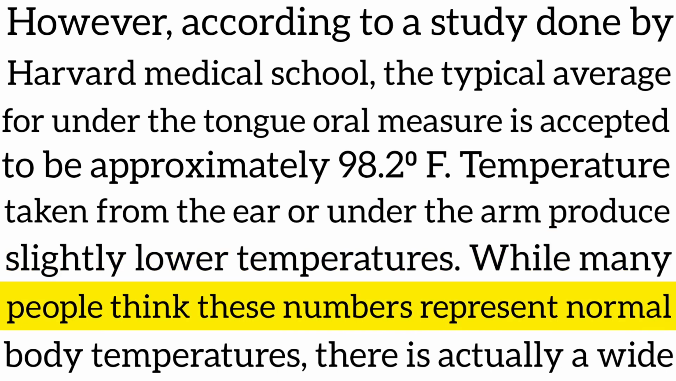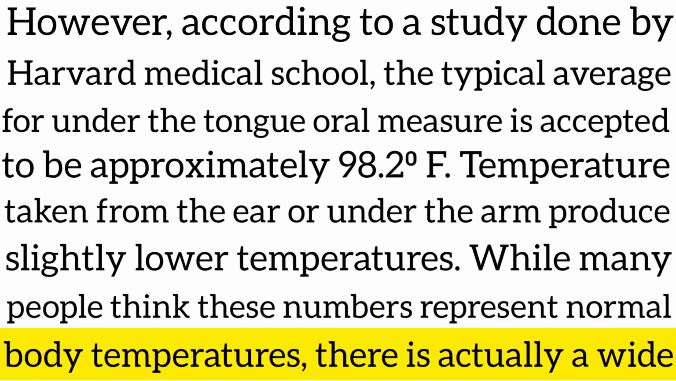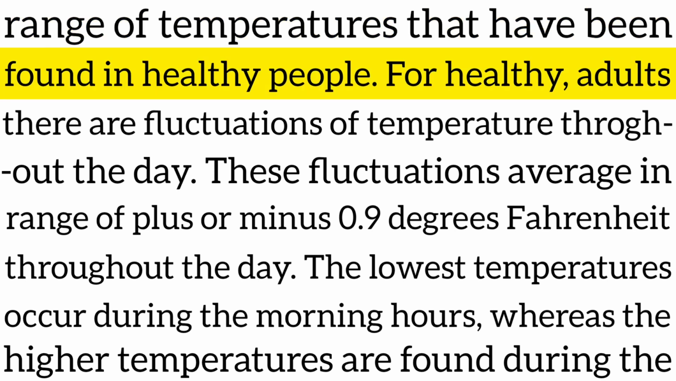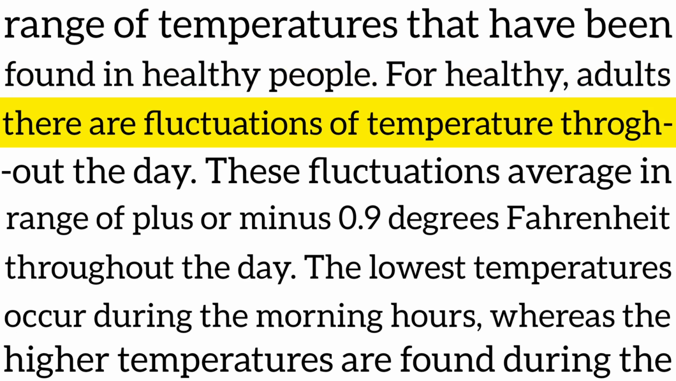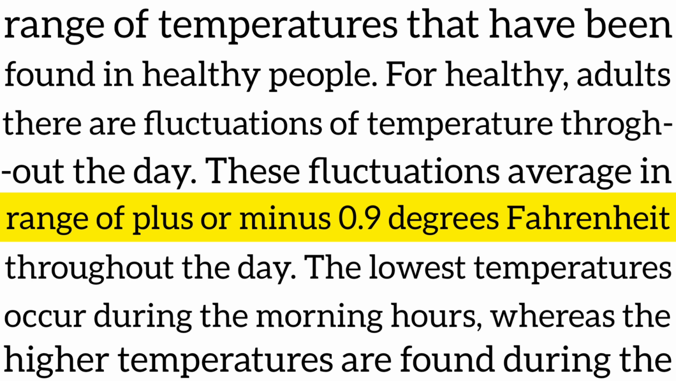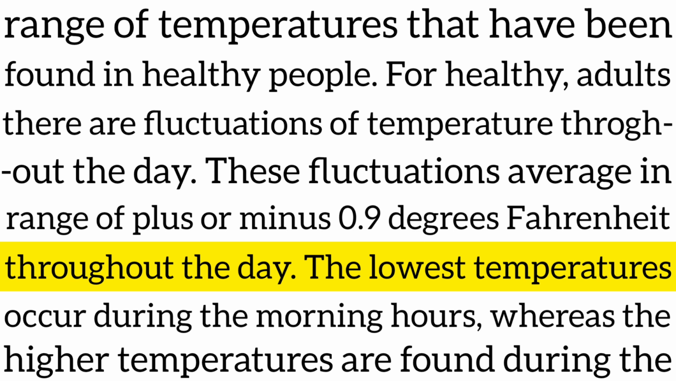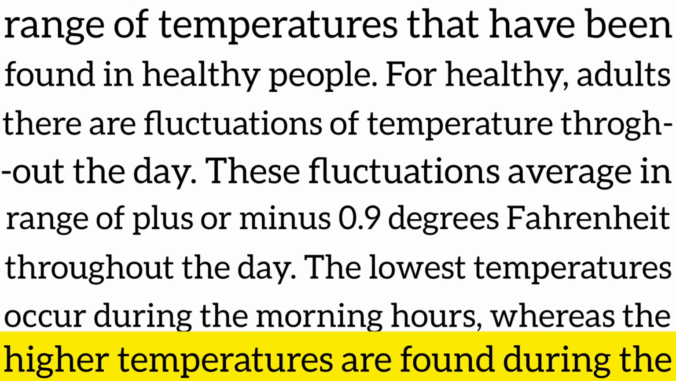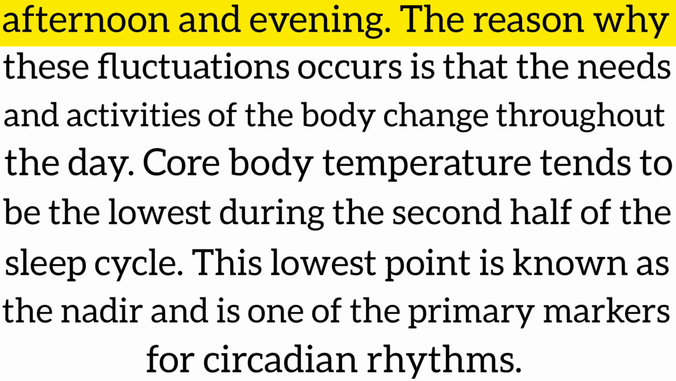While many people think these numbers represent normal body temperatures, there is actually a wide range of temperatures that have been found in healthy people. For healthy adults, there are fluctuations of temperature throughout the day. These fluctuations average in a range of plus or minus 0.9 degrees Fahrenheit. The lowest temperatures occur during the morning hours, whereas the higher temperatures are found during the afternoon and evening.